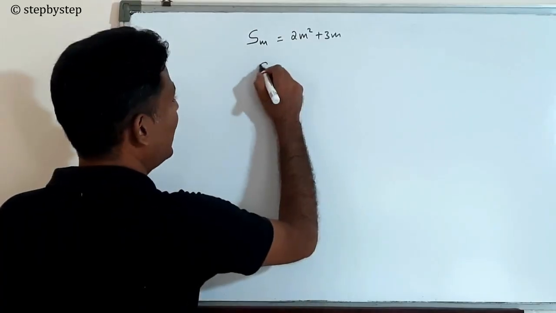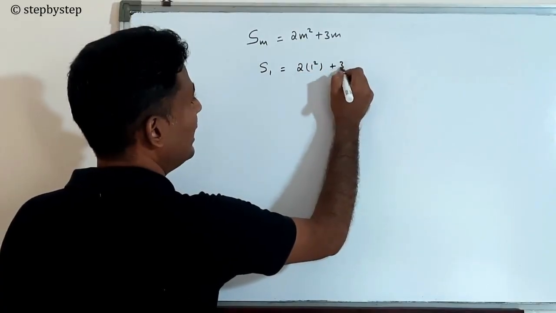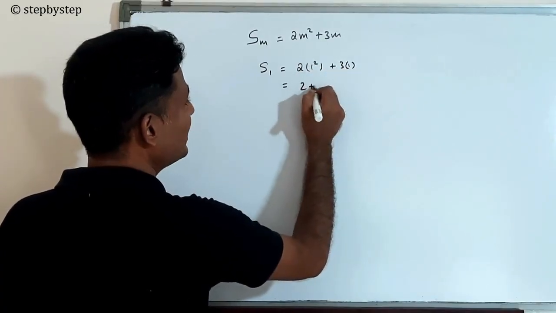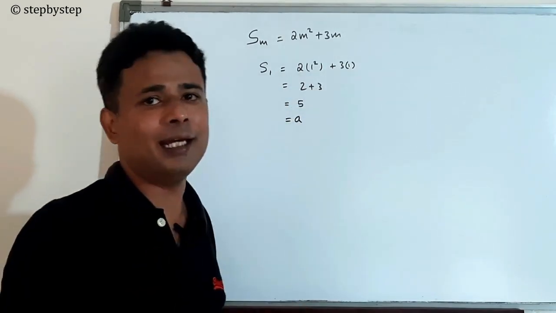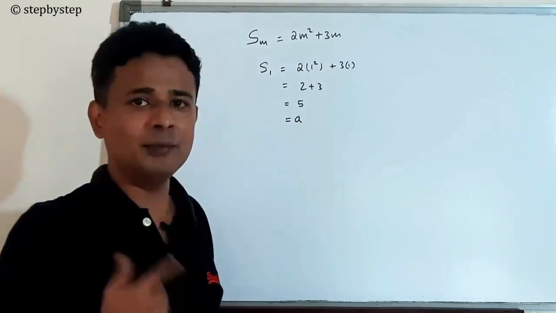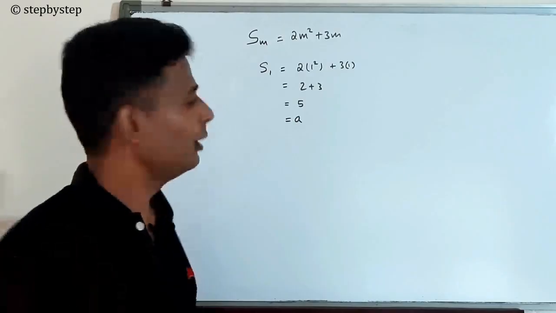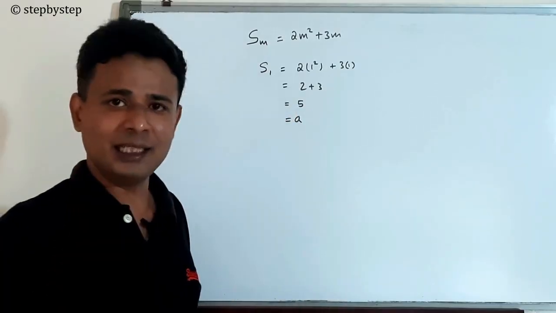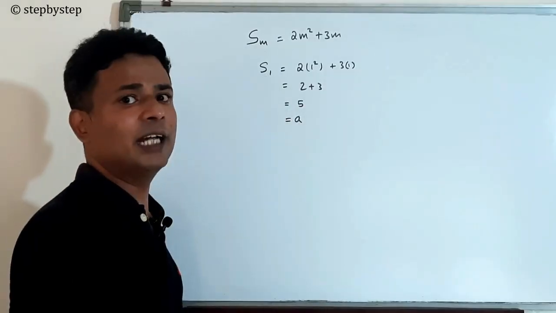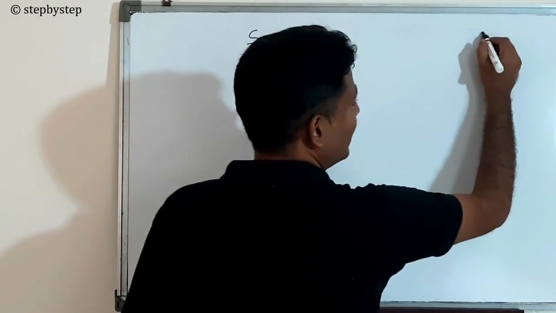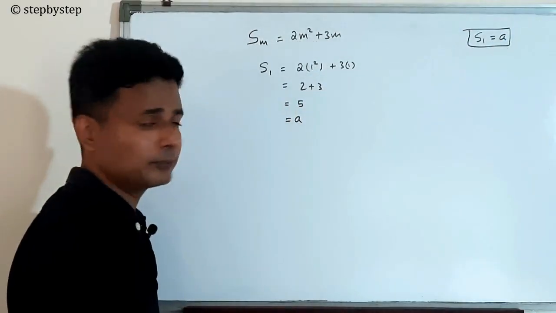Now what happens if I find S of 1? That will be equal to 2 into 1 square plus 3 into 1, which is 2 plus 3, which is equal to 5, which is also equal to a. Why? Because the sum of one term is itself, right? If I tell you sum of 2 is 2, sum of 3 is 3, which means the sum of the first term is the first term itself, which means whenever we find S of 1, we get the value of a. So remember this, guys, in the future S of 1 is also equal to a.